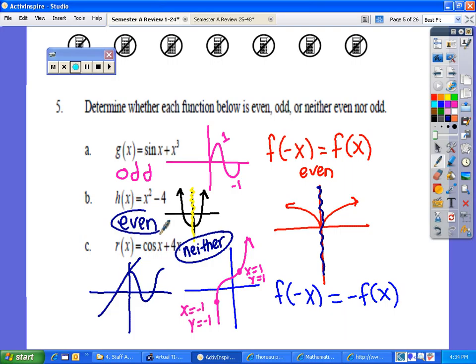Okay, these types of questions will probably be on the multiple choice. So just look at the picture. I mean, this is not the picture for C. I'm just guessing that because of the 4x, it's going to make it neither.